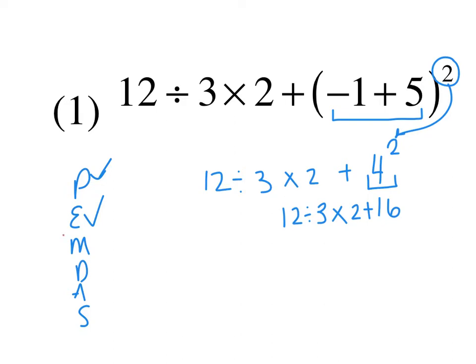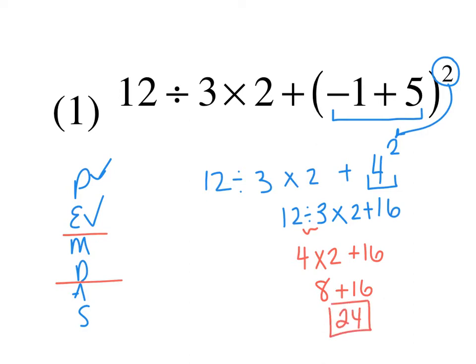Now I need to ask myself, do I have multiplication and do I have division? I do have multiplication and division, but remember I said whatever you see first, you do first. I see my division first. So I'm going to do 12 divided by 3. 12 divided by 3 is 4. I now do times 2 plus 16. What's 4 times 2? It's 8. And then I add 16, which is 24. And that's your final answer.